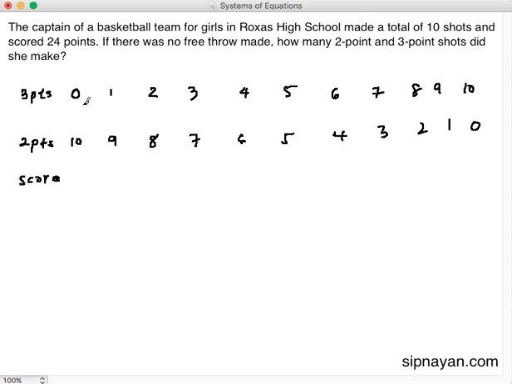Pag 0 yung 3 points, tsaka 10 yung 2 points, 10 times 2 is 20. Pag 1 yung 3, tsaka 9, so 3 plus 18, 2 times 9 is 18, magiging 21. And then we have 2 times 3 is 6, plus 16 is 22. Tapos 3 times 3 is 9, plus 14 is 23. 4 times 3 is 12, plus 2 times 6 is 12, is 24.